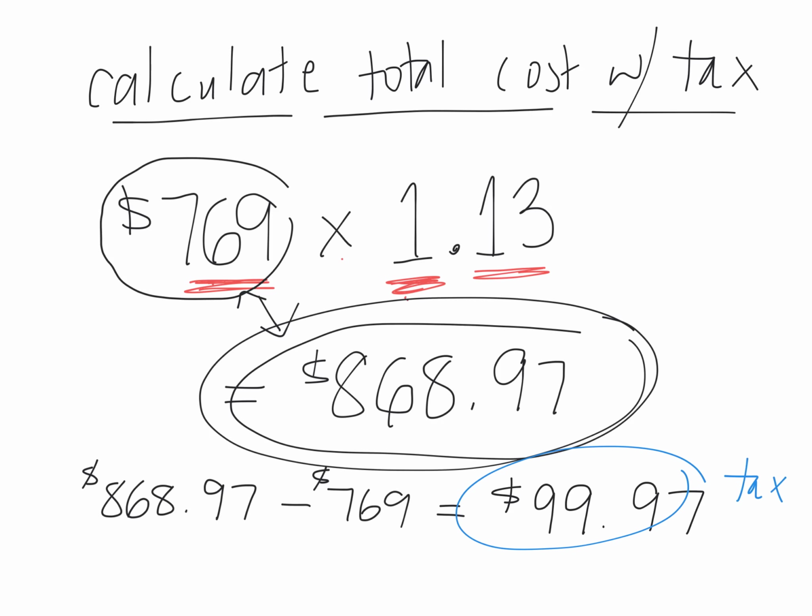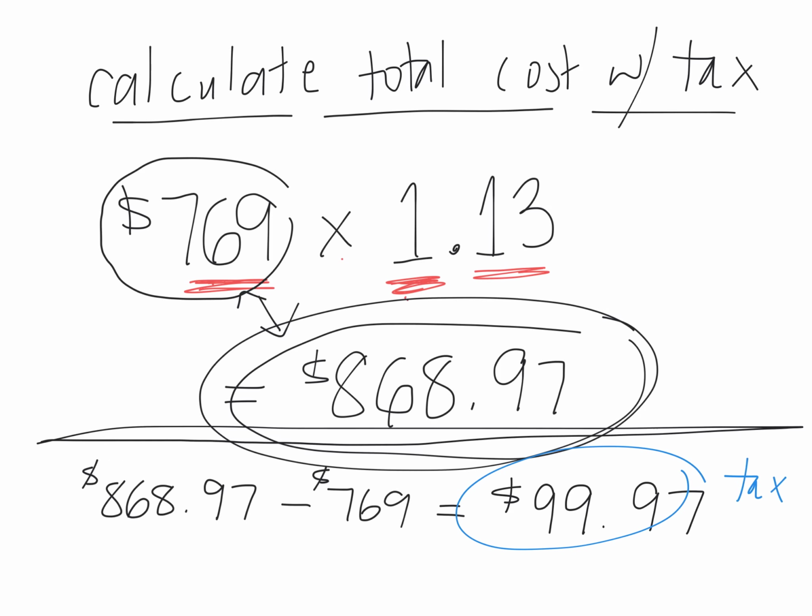So the shortcut, if you just want to know the total cost with the tax, we can multiply it by 1.13. But if we need to know the tax and then the total, just to calculate tax, we multiply it by 0.13.